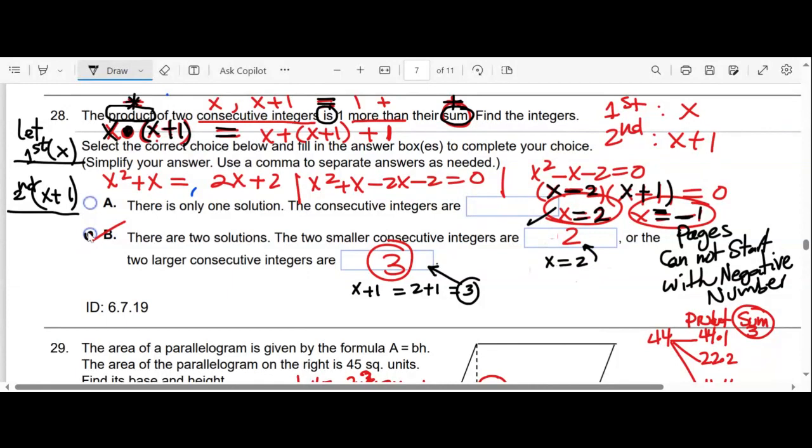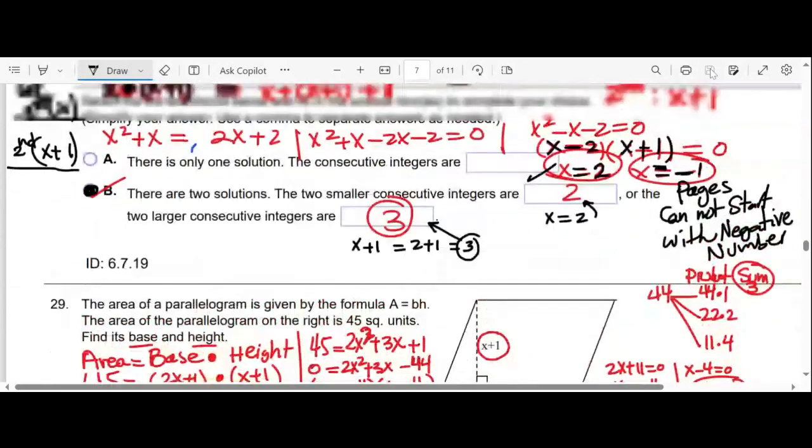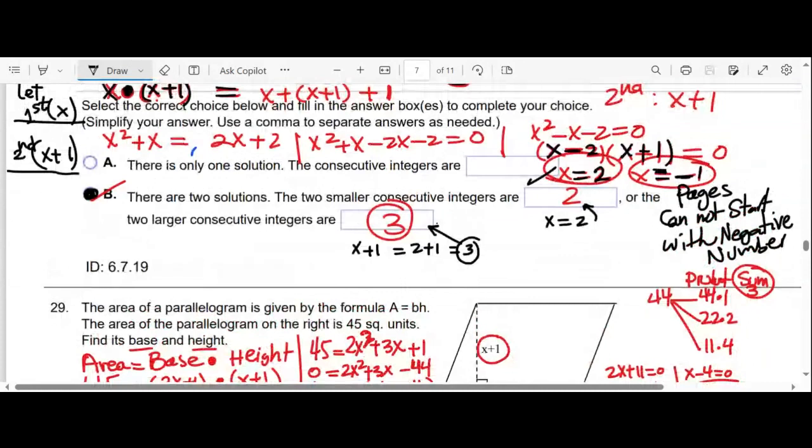Clear? Yalla, next one. Turki, read the next one. Yalla Turki. Ya Turki.